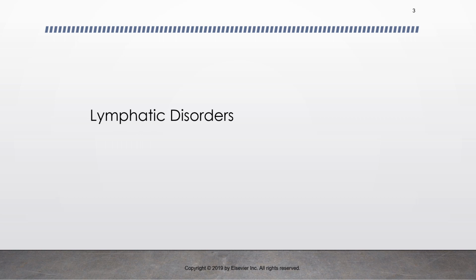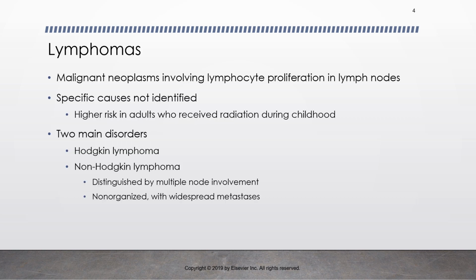So we have a few lymphatic disorders to talk about. First, we're going to talk about lymphomas. These are malignant neoplasms, so these are cancerous tumors that involve lymphocyte proliferation, which means like the rapid increase in the numbers in the lymph nodes. So we don't know the cause of lymphoma, but there is a higher risk for adults that have received radiation when they were kids. And there's two main types, Hodgkin's and non-Hodgkin's.